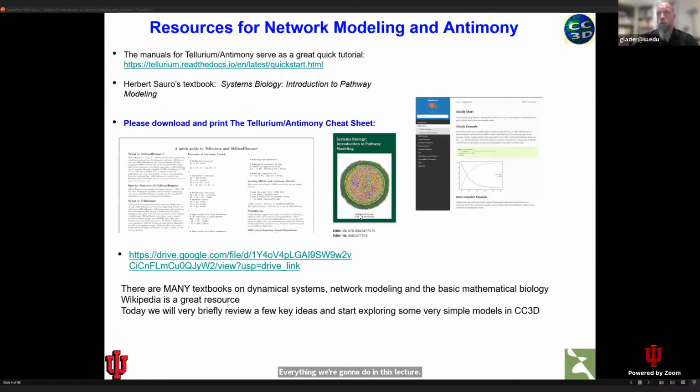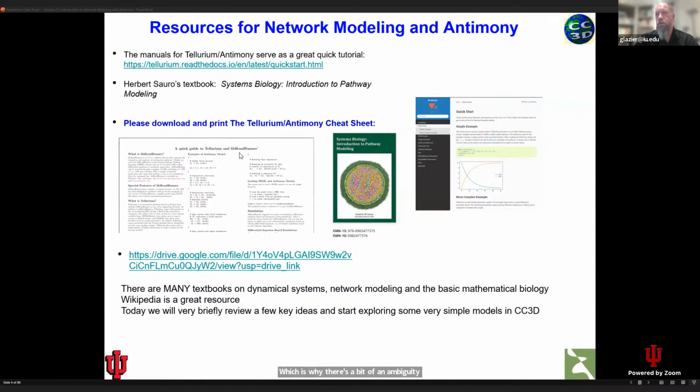If you want to learn more, the online Tellurium Read the Docs is a great introduction to modeling in Antimony and Tellurium. And I realize the Antimony and Tellurium name is a little awkward. Antimony is the model specification language developed by Herbert Sauer, University of Washington. Tellurium is the code that implements that language, which is why there's a bit of an ambiguity.